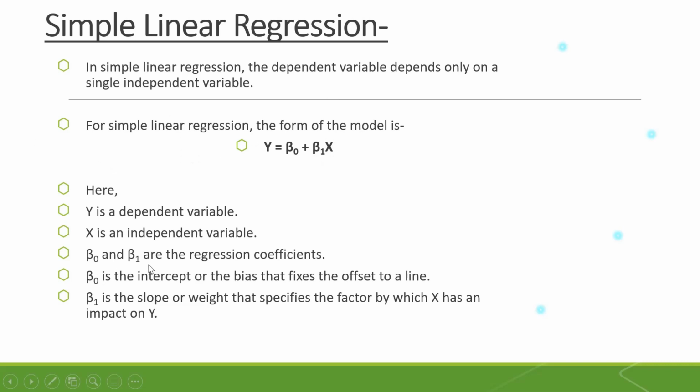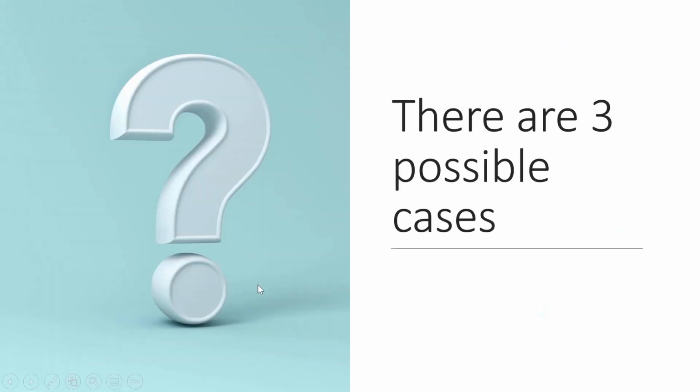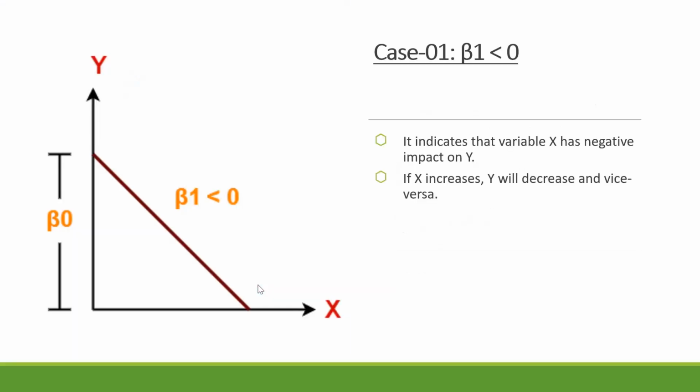So b0 and b1 are the regression coefficients. b0 is the intercept or the bias that fixes the offset to a line. b1 is the slope or weight that specifies the factor by which x has an impact on y.